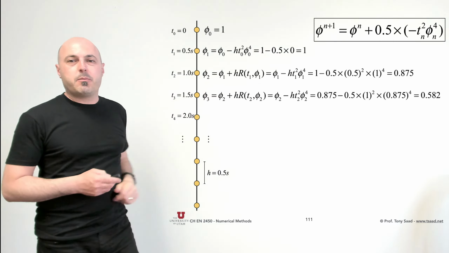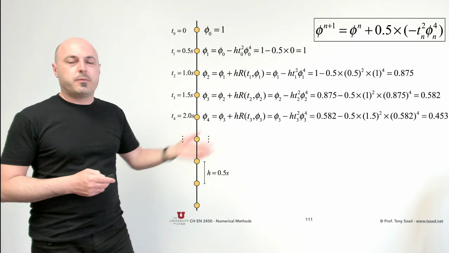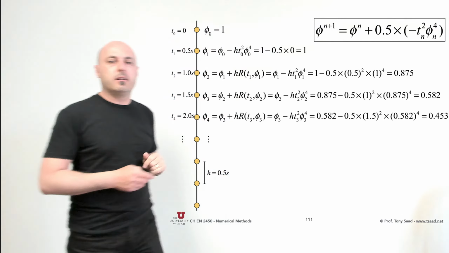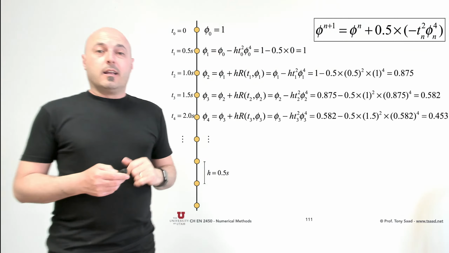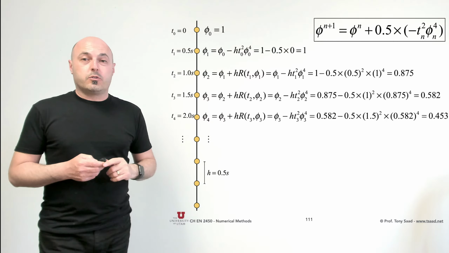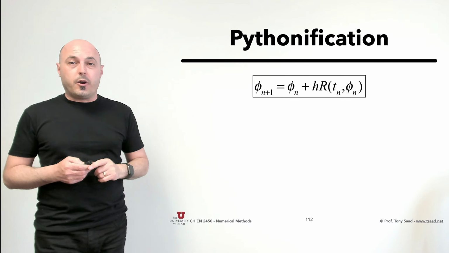Phi 3 is the same thing, and phi 4 is the same thing over and over again. So you just repeat this all the way until you get to the last point. And that's how you integrate numerically the first order ordinary differential equation. All right.